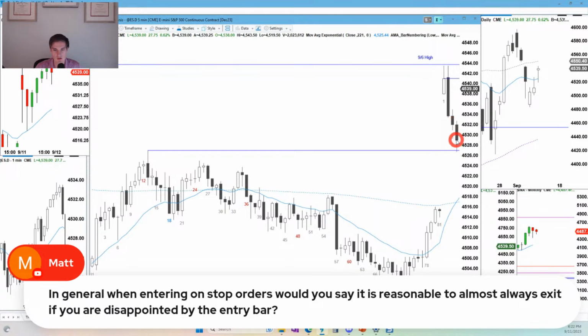Bar 4 has a big tail. What do you think traders are doing? Traders will start lightening their position. They'll start to reduce their position.